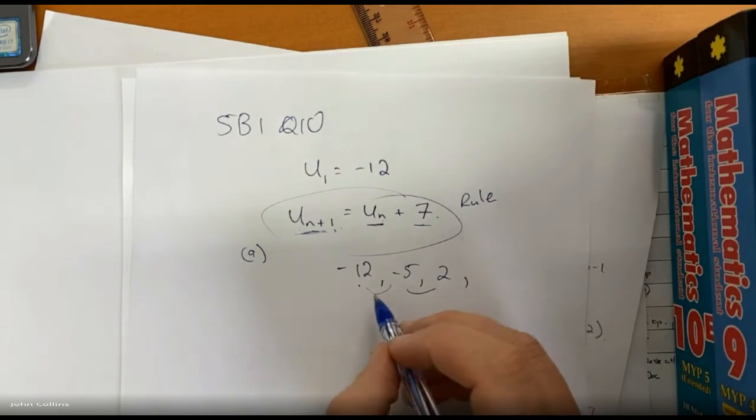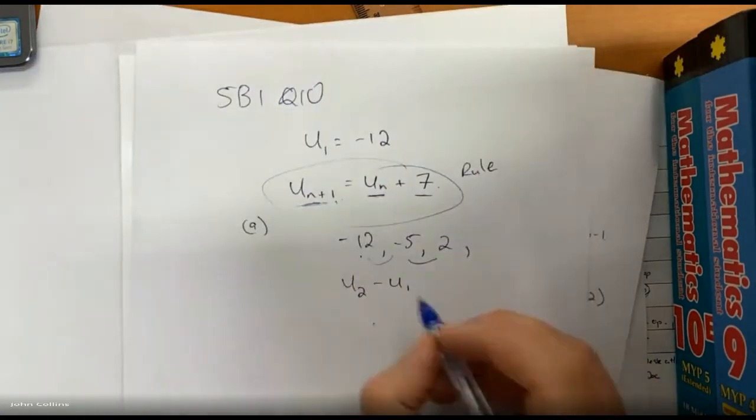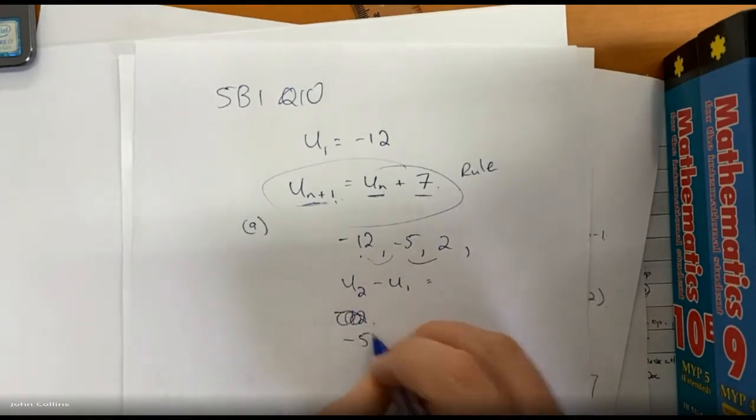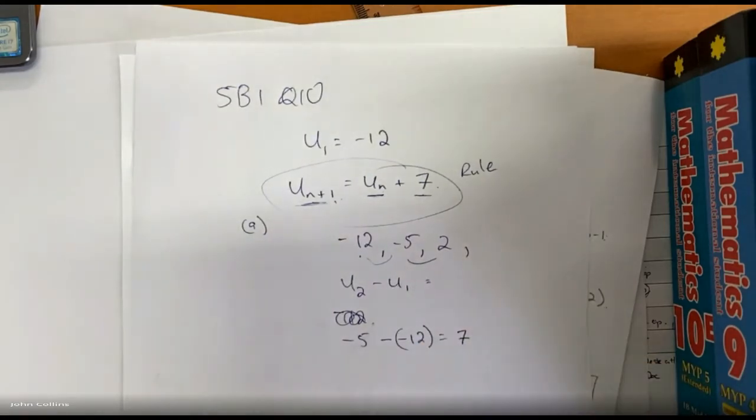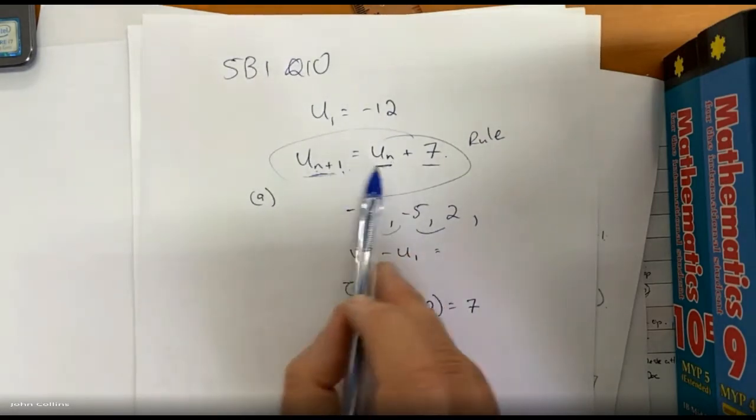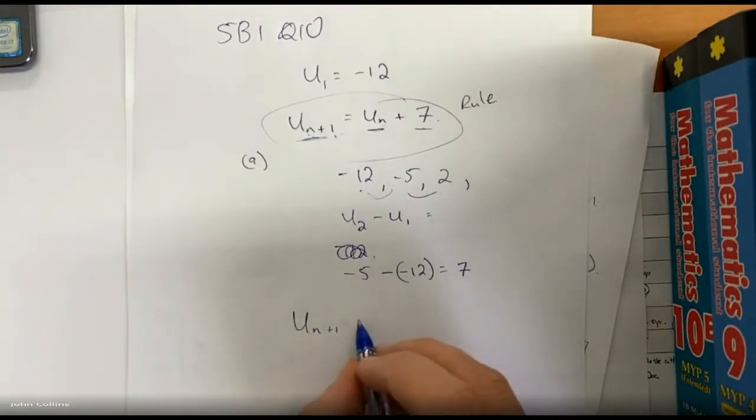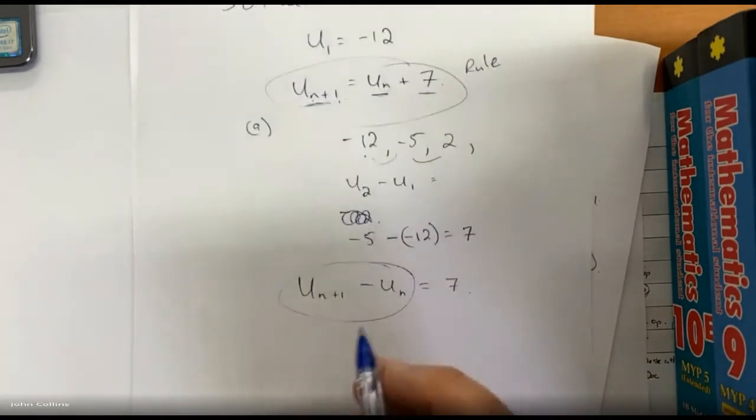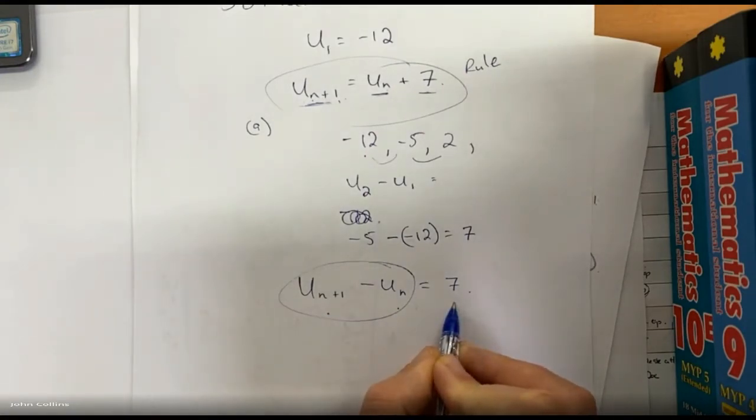So to prove the sequence is arithmetic, then you just say, oh, well, then U2 minus U1 would be minus 5 minus minus 12, which is positive 7. Or you could just say, reading this, if you want to not use actual numbers, UN plus 1 minus UN, if I just bring it over, equals 7. That's already proved. That means any term, take away the previous term, is 7. So it's proved.